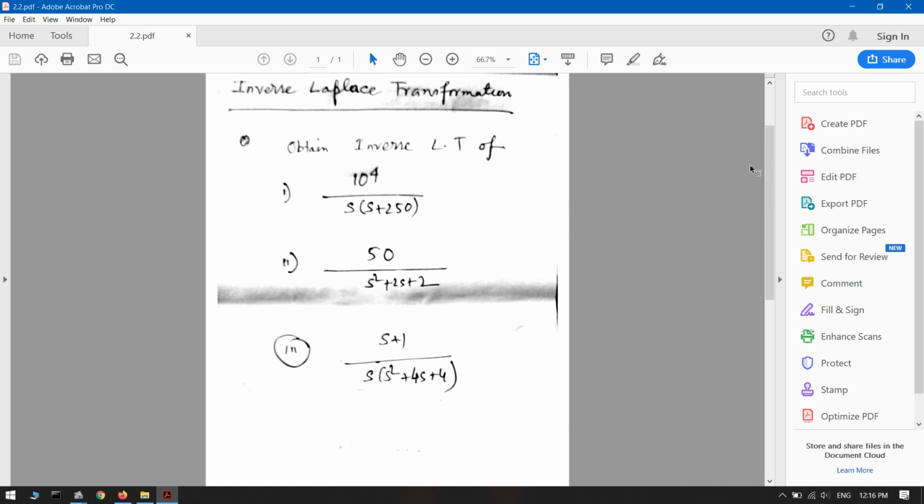Now we have to calculate the value of A and B. If we are able to calculate the value of A and B, consider the first function, that is A by S. So what will be the time domain function? Where A is a constant. In S domain, suppose the function is A by S. So in time domain, what will be the function?